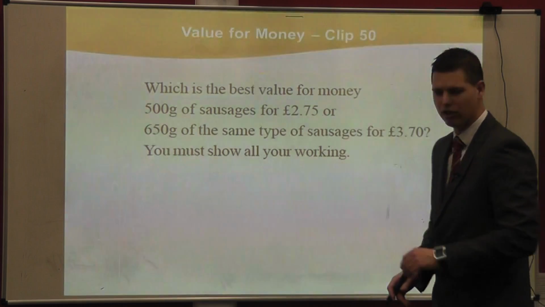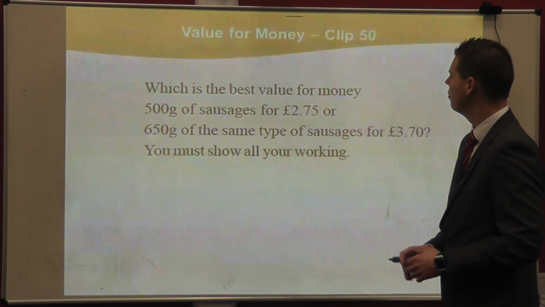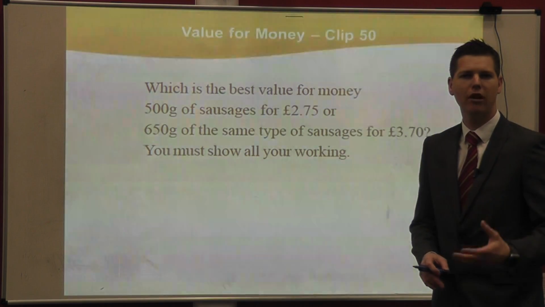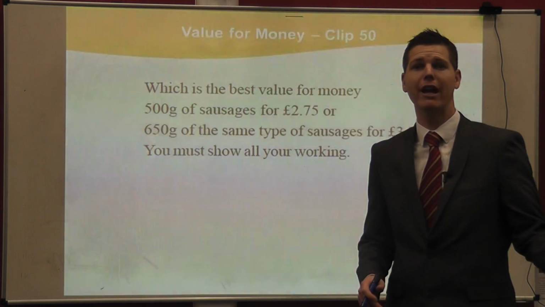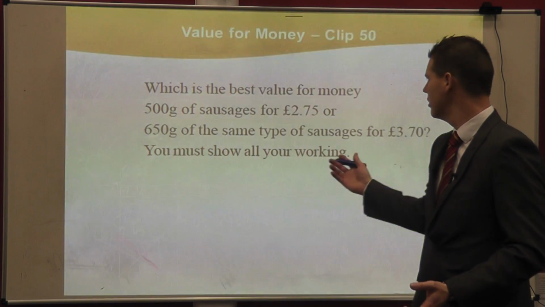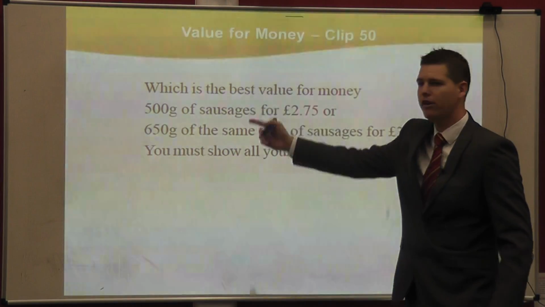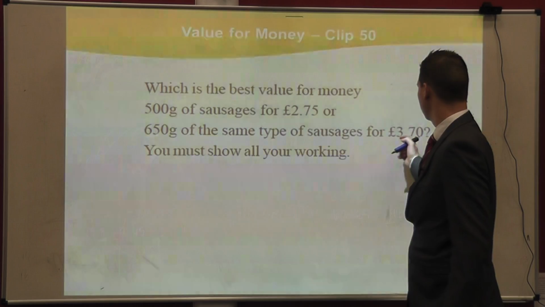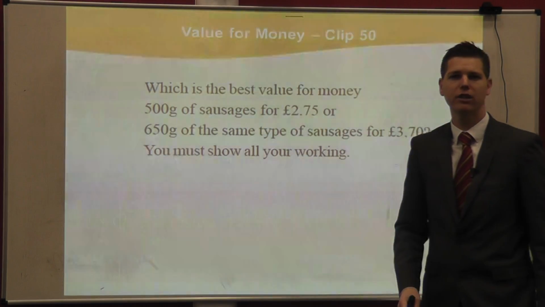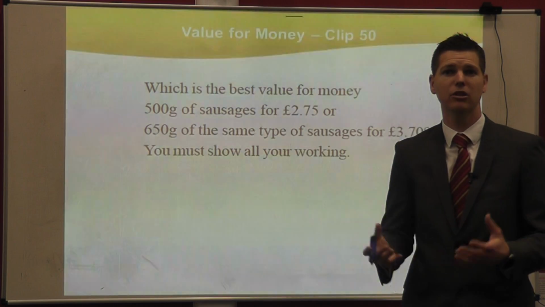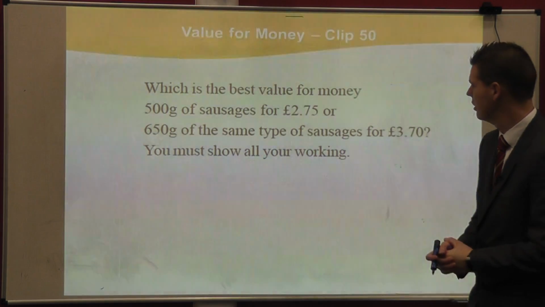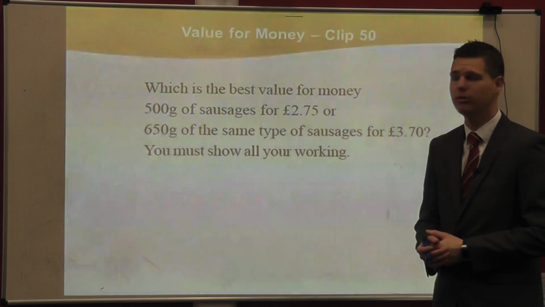Value for money questions work in exactly the same way. What we're going to do is give a price per unit. In this case, I'm going to do price per gram. So all I'm going to do is divide £2.75 by 500. I'm going to divide £3.70 by 650, and I'm going to work out which one's the bigger number, or the smaller number, because whichever one's smaller is the cheapest one, and that's my better value for money.